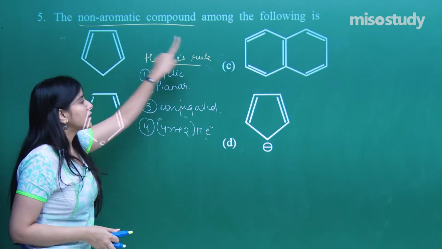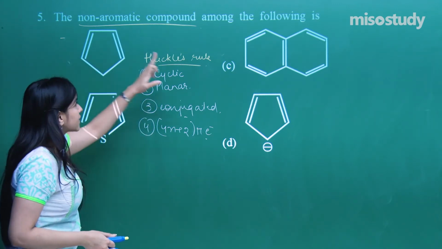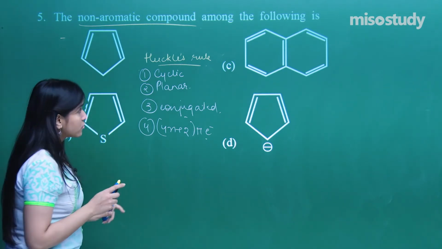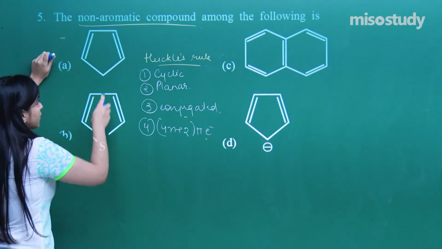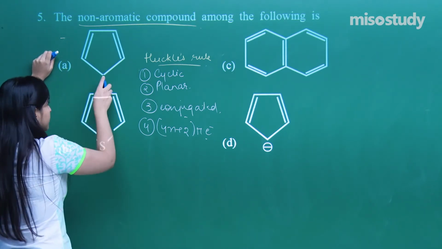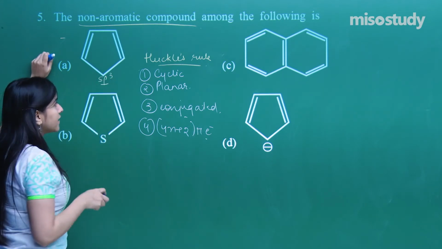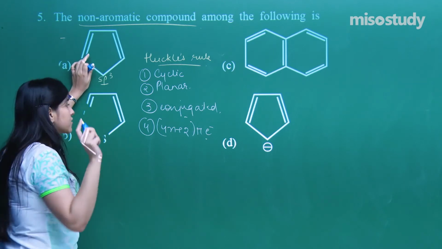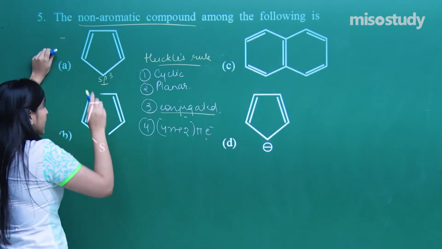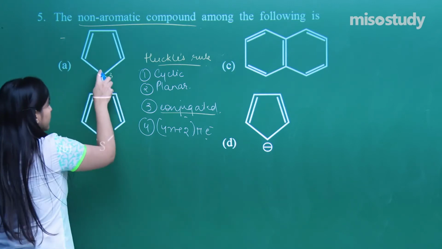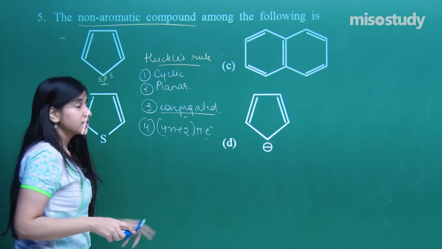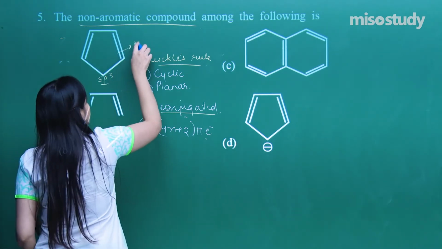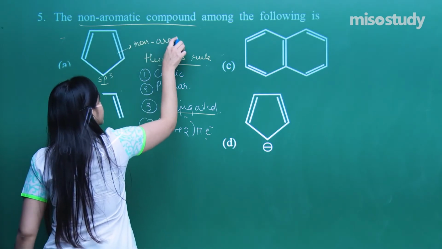All the compounds are cyclic, and all are planar except where, if you observe over here, what is the hybridization of this carbon? This is sp3. That means it is making this particular compound non-planar. Also, there is no conjugation present in this compound. It must be double, single, double or anything in between in order to make it aromatic. That means this very compound is non-aromatic. We have got our answer.